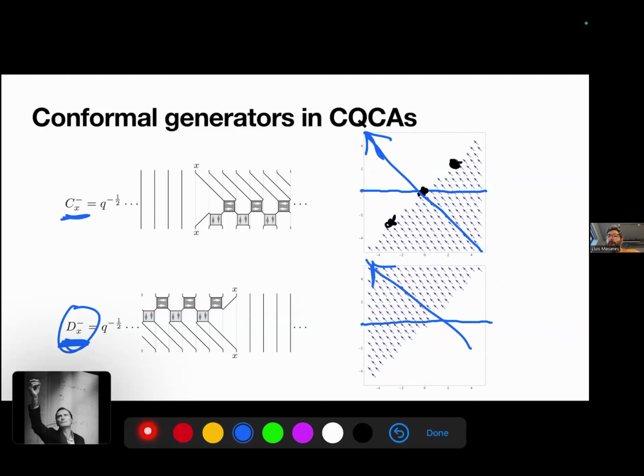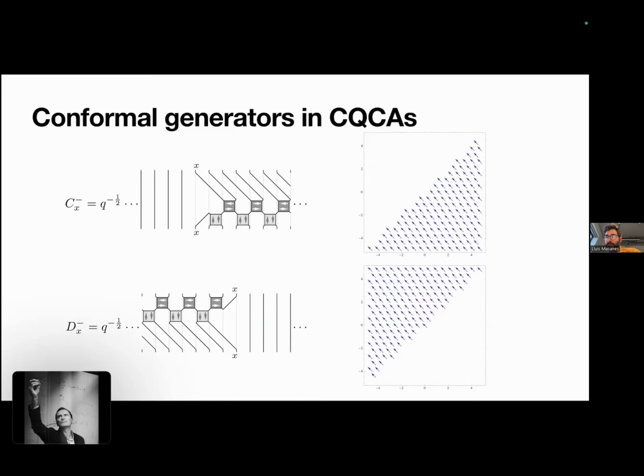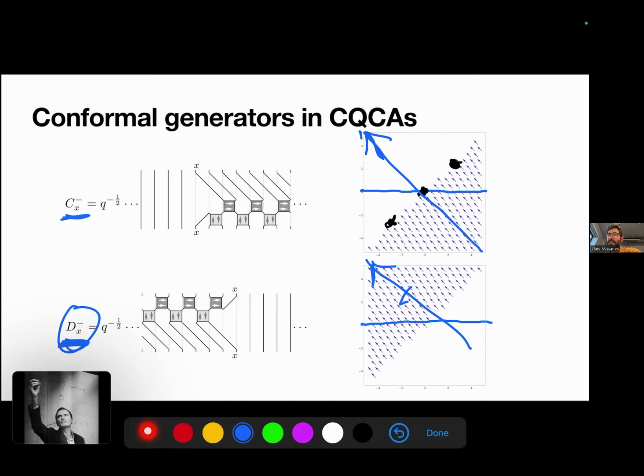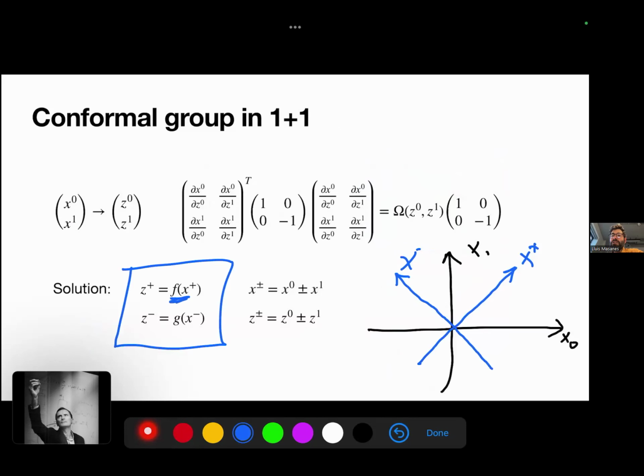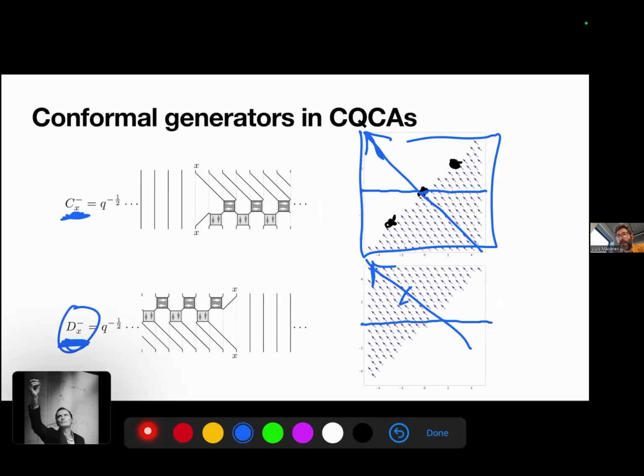Because by composing lots of transformations of this type, remember that we can choose different origins X, okay? By choosing different origins, I can basically construct any discrete F or G, okay? So with this, I'm justifying that this family of models has, let's say, a discrete version of conformal symmetry.